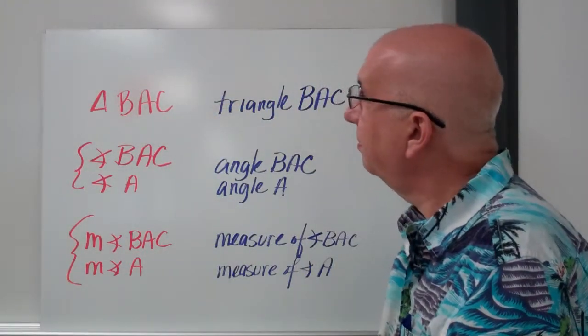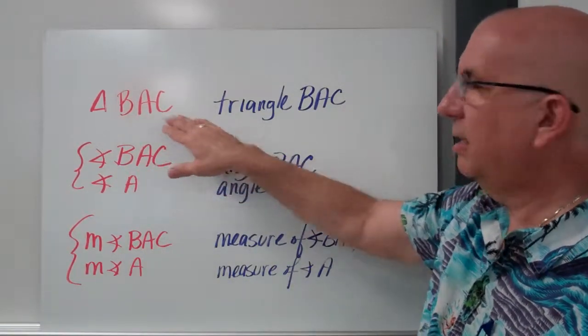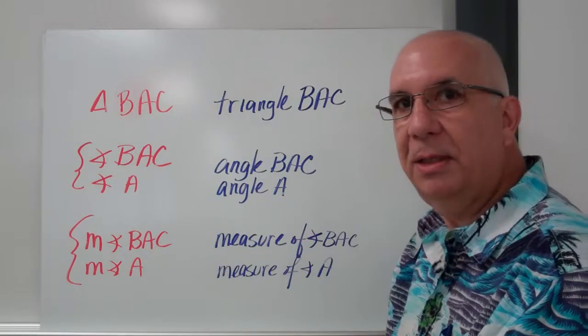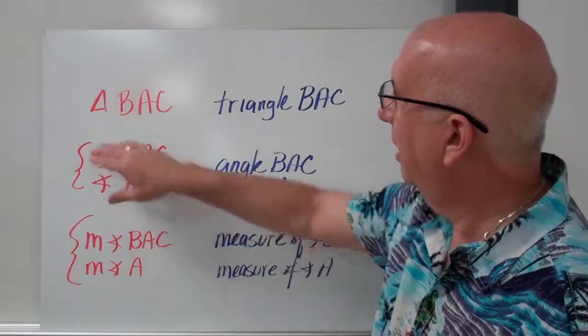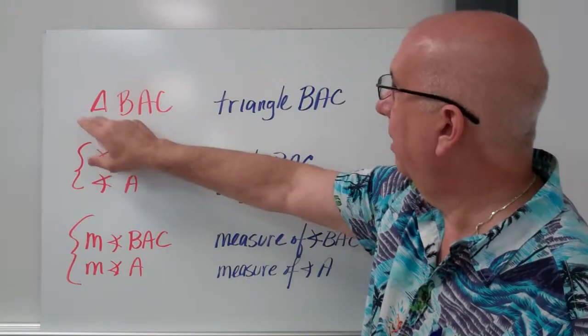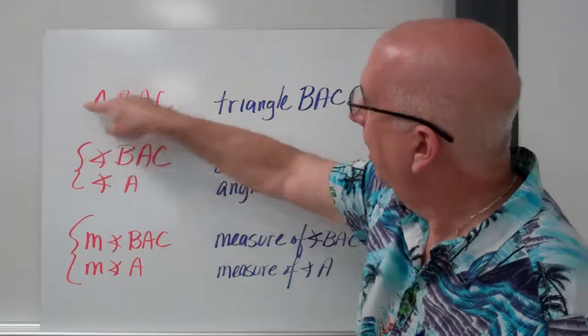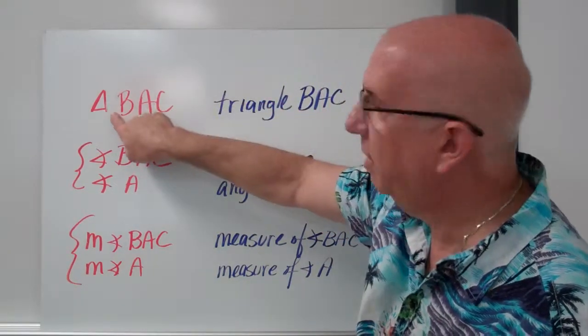The next symbol is the symbol for triangle BAC. A triangle has 3 vertices. In this case, I would start with B. I can start with anywhere, but if I start here, then this would be vertex B, this would be vertex A, and this would be vertex C.